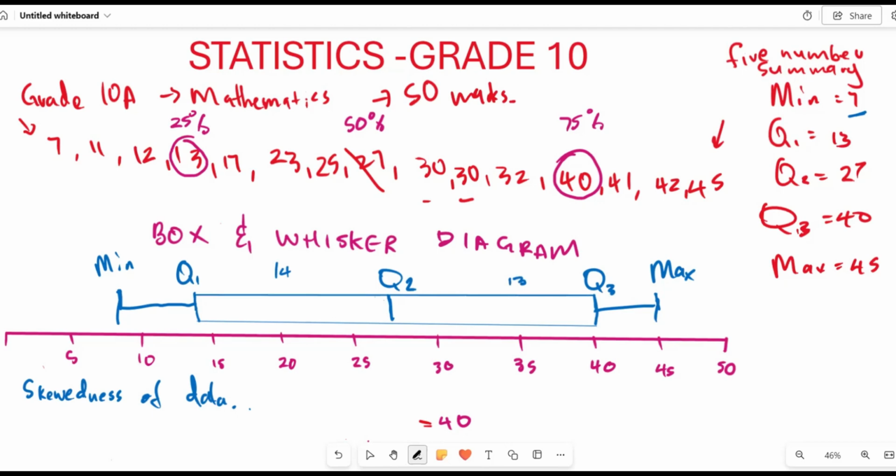So which side between the two has the greater space? As you are looking at your screen, you can see that it's the left-hand side that has the greater space. So this particular data of ours is therefore going to be skewed to the left. So basically, that's what we do when we speak of statistics and ungrouped data.